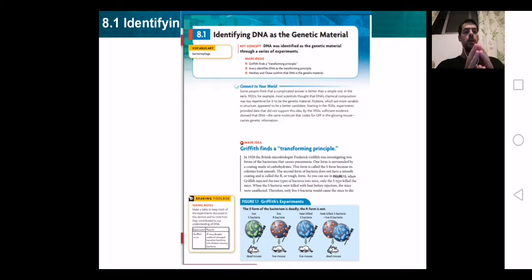A scientist named Frederick Griffith did the first experiment that guided us to find the fact that the DNA is the genetic material. Now, what did Griffith do? Let's study and see what Griffith did. Do you see this figure 1.1? If you want to look at it, take some notes on your page, just to know.